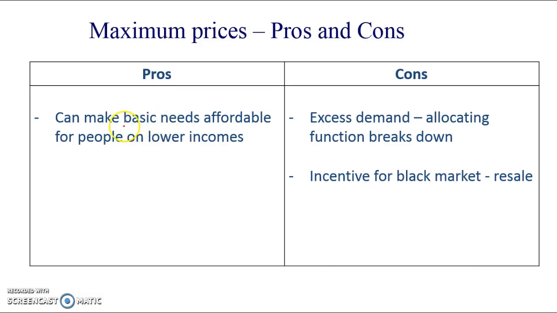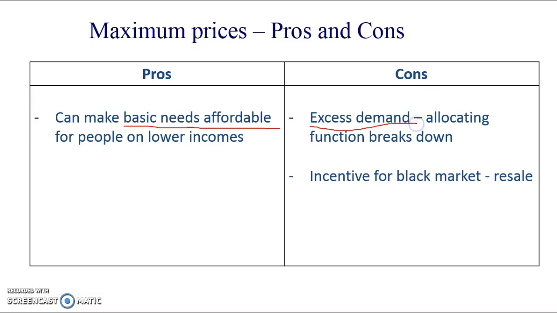So it can make these basic needs more affordable for people, especially on lower incomes. But the thing is that this rent control, because it's been going since '71, the current one that's in place, situations change over that amount of time. And someone that was poor in '71 might be very well off now. So we're keeping the price low for somebody that probably could afford it. We're going to get excess demand.